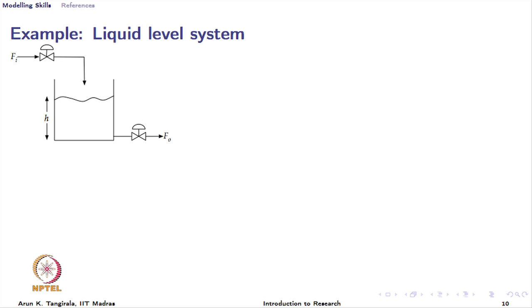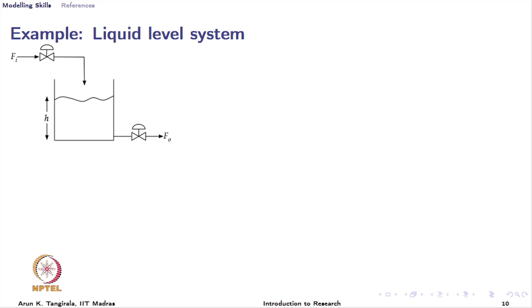Now, this is a very simple system that we see in our households everywhere and also in industries, where there is a flow coming into a vessel or a tank, if you like, and there is some storage of the liquid in the tank, and then there is an outlet flow. Both the in and outlet flows are regulated by valves. And let us say I am interested in knowing how a change in inlet flow affects the liquid level.